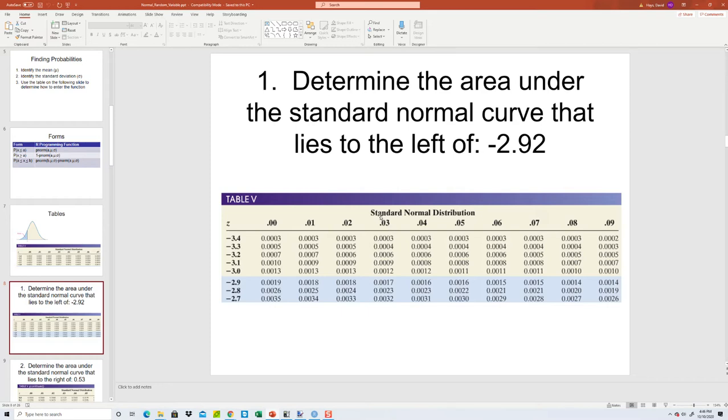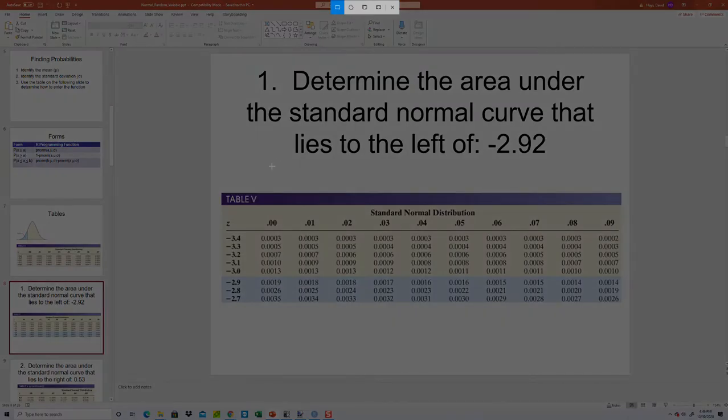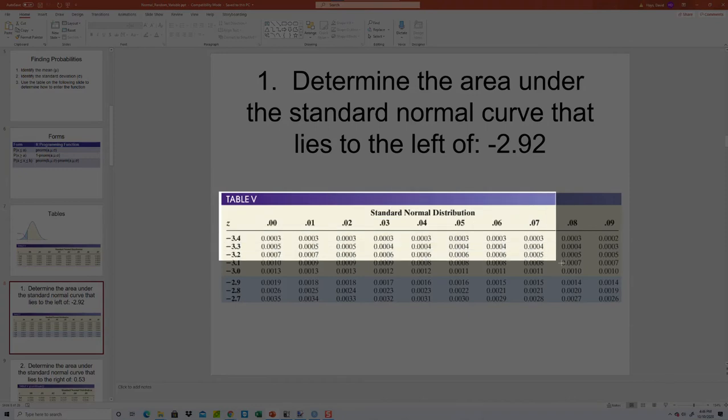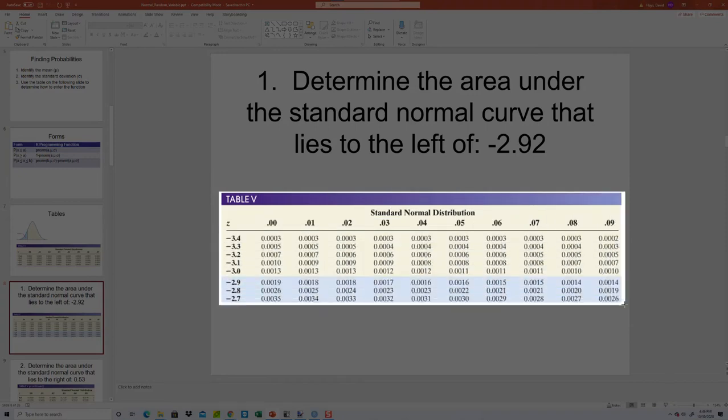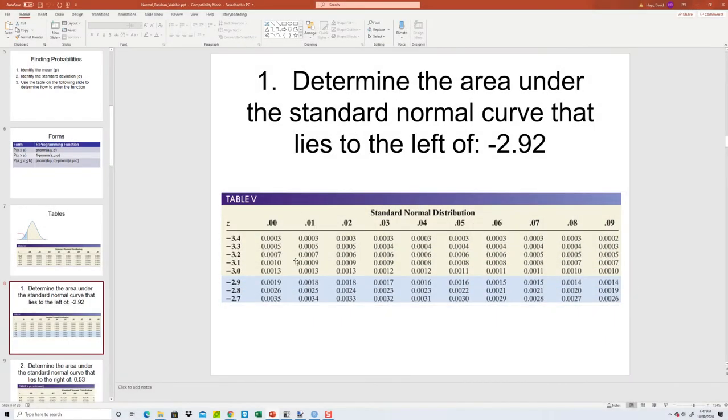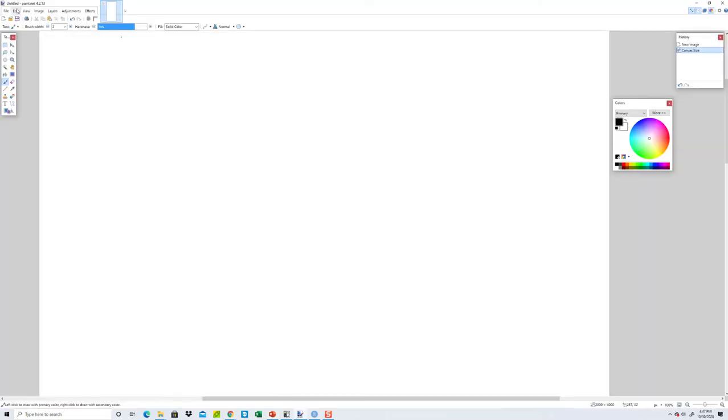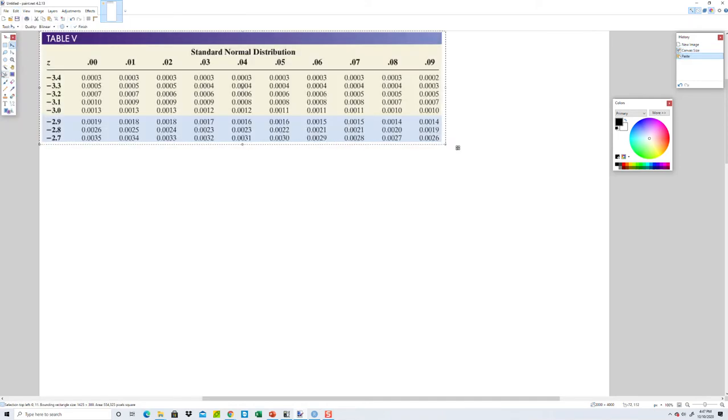Okay, so let me do a screen capture here. And then come over here and do an edit, paste. There we go. And let's see. Edit, deselect, choose my paintbrush here. Okay.